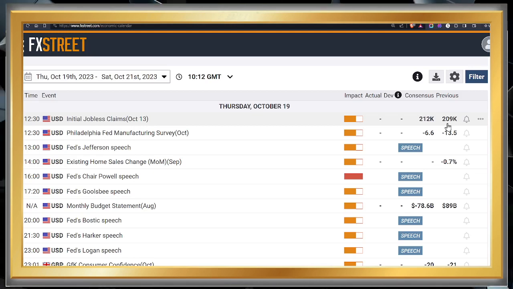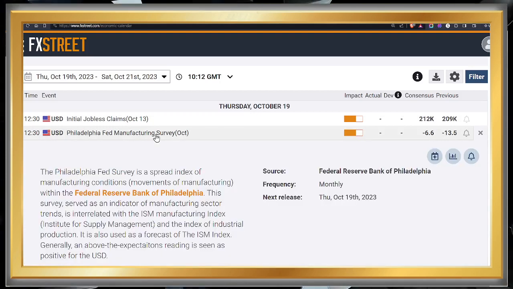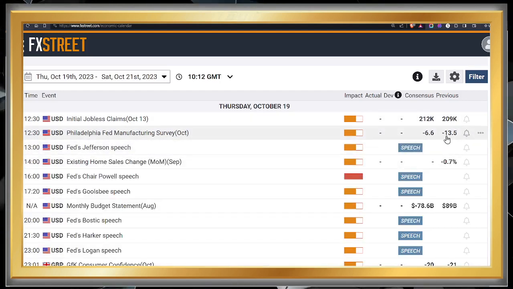Then simultaneously, we are going to be witnessing the publication of the Fed's manufacturing survey, and this survey here serves as an indicator of the manufacturing sector's strengths, which is interrelated with the ISM manufacturing index as well, and the index of industrial production. So generally speaking, an above the expectations reading is seen as positive for the US dollar.